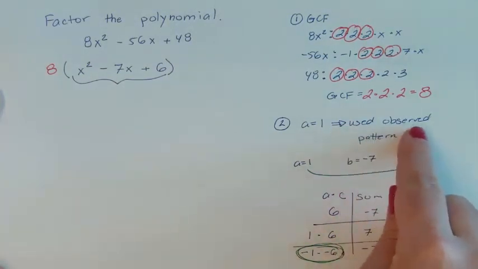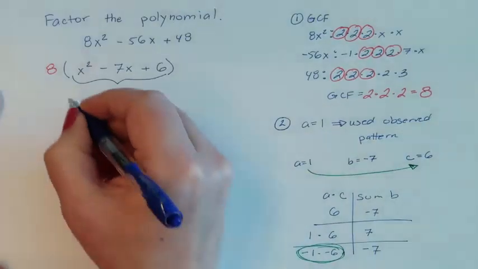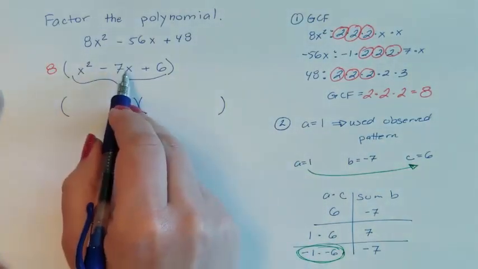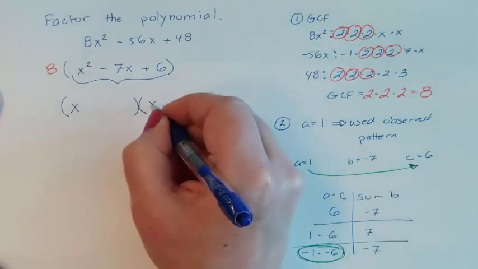Now we said we were going to use the pattern. If we're using the pattern, that means that we can automatically write down what our factors are. Since the x's are the variables, the x's go up front.